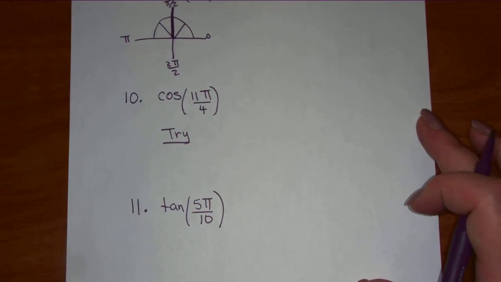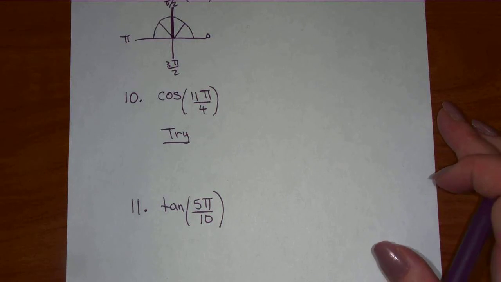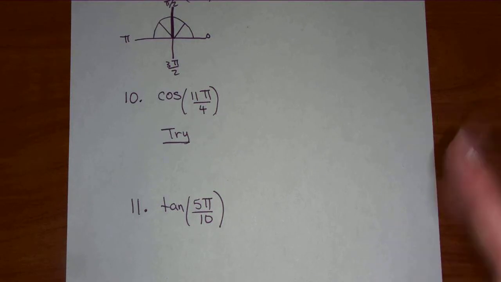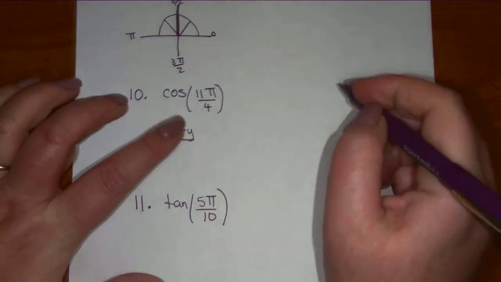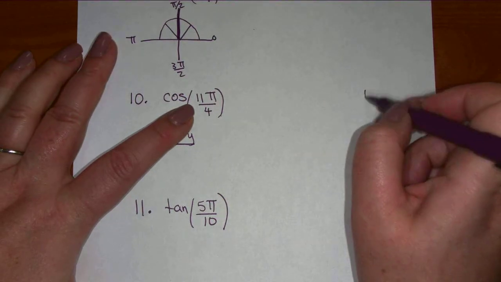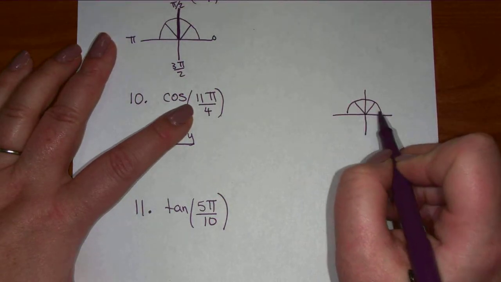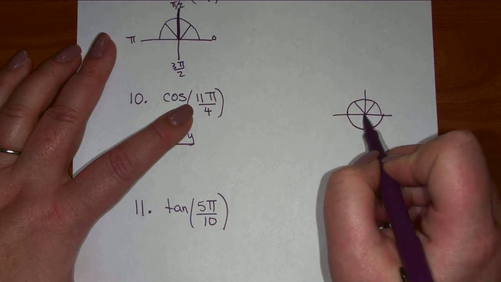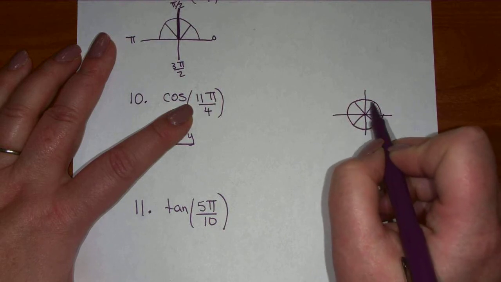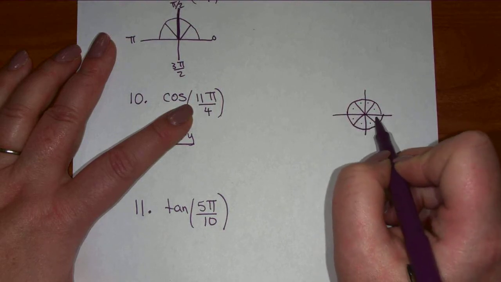Okay, a couple people. So 11 pi over 4. There's 4 pieces. What would it be all the way back to the start? 8. And how many more do we need? 9, 10, 11. So it lands here.